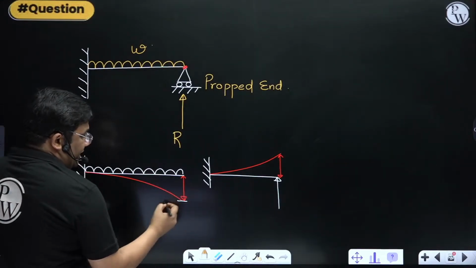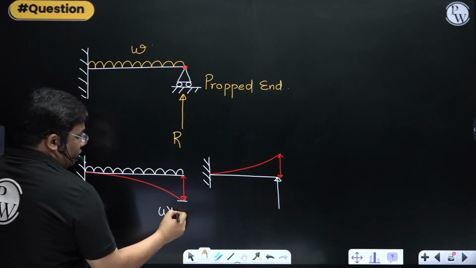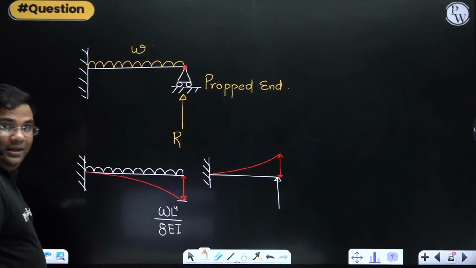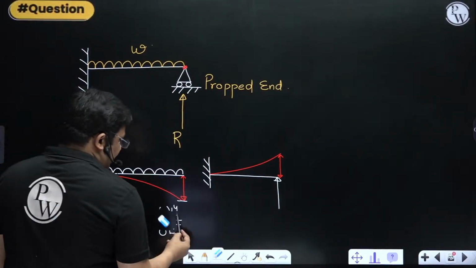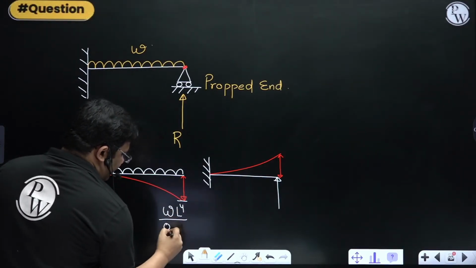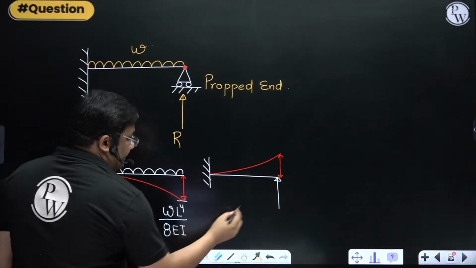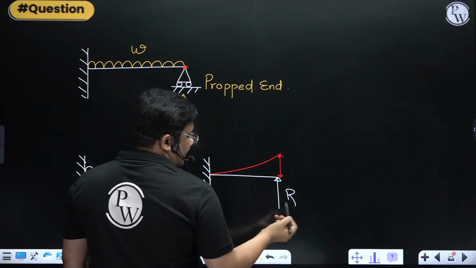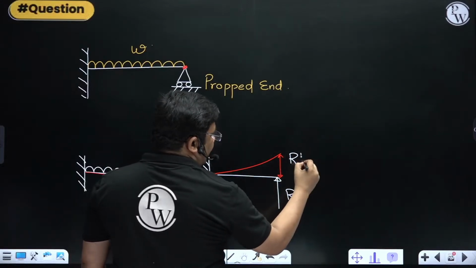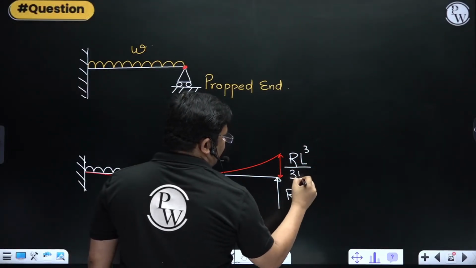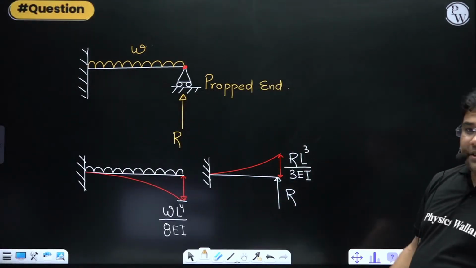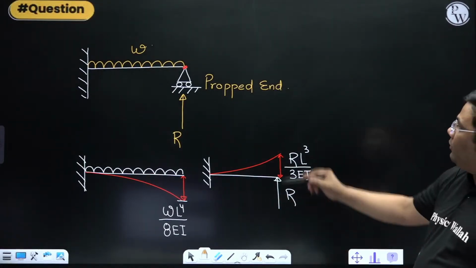So what is this downward deflection? This we have got: WL^4 by 8EI. Yes, we have found out this value, and this is the UDL. And this is a point load, right? Due to the point load, PL^3 by 3EI, here it will be RL^3 by 3EI. So these two have to be the same. Then only what will happen?